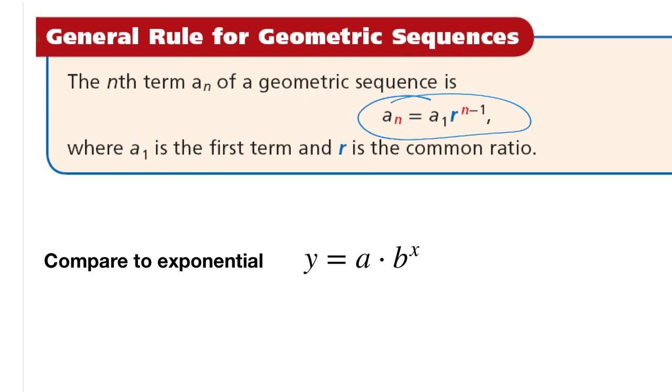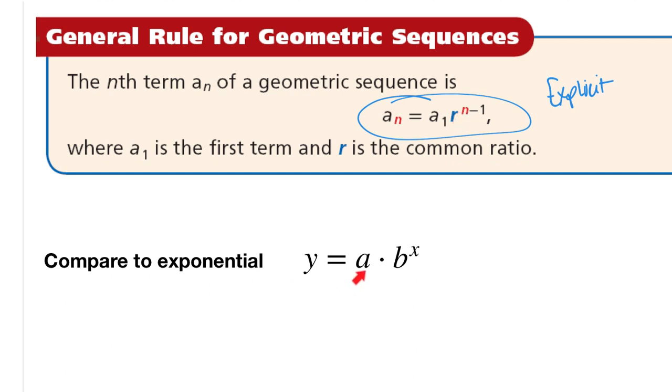Here's the general rule to find any term of a geometric sequence. Again, this is an example of an explicit formula. And a sub 1 is going to be your first term. And then r is your common ratio, which we just saw in ours was 1/5. And then n is your term number.